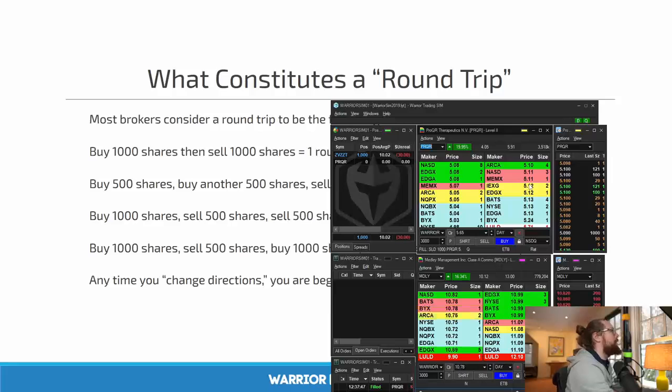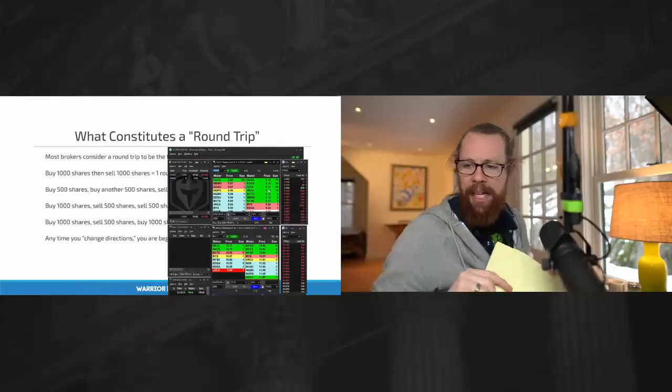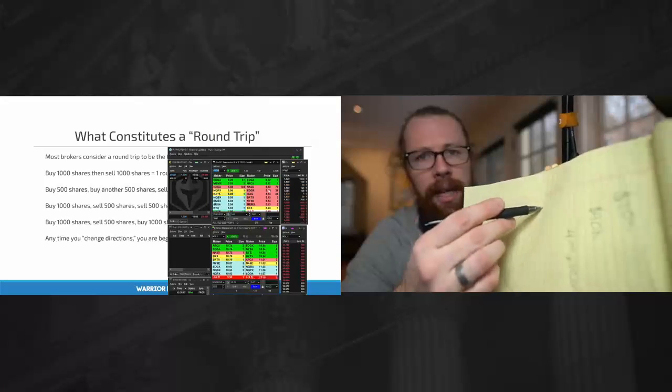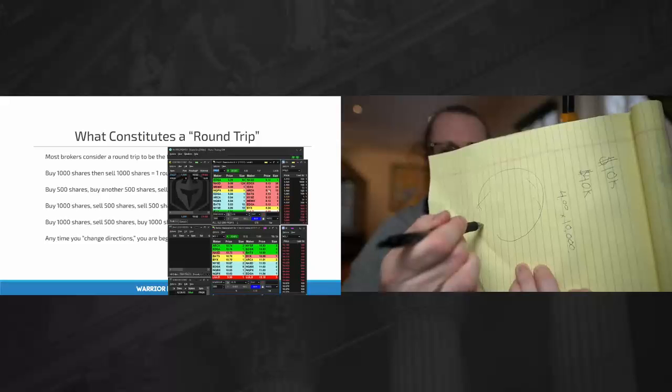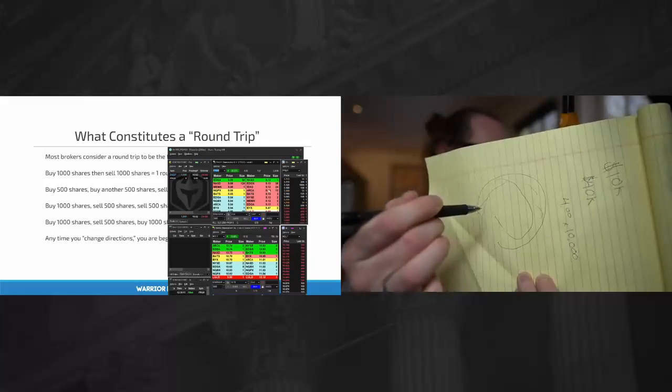So let me help. This might clarify things. We buy 1,000 shares. We buy 2,000 shares. We sell 1,000. We buy back 1,000. We sell it all. That's 2 trades. That's 2 round trips. You changed directions twice. So it's about how many times you change directions. You buy and then you sell. Doesn't matter if you buy 1, 2, 3 times. When you change directions from buying to selling, as long as you only change directions once, that's a round trip.